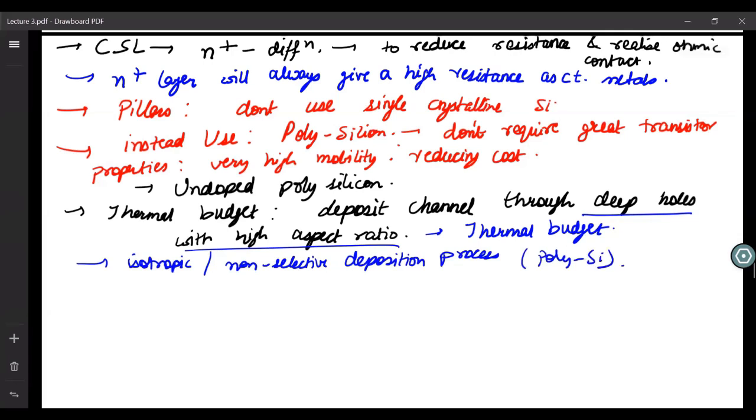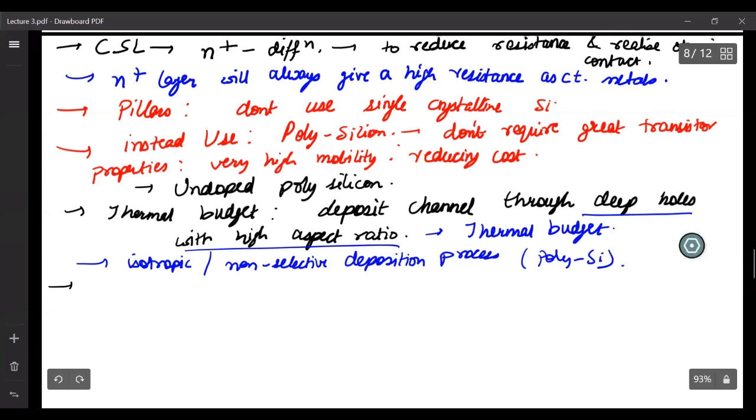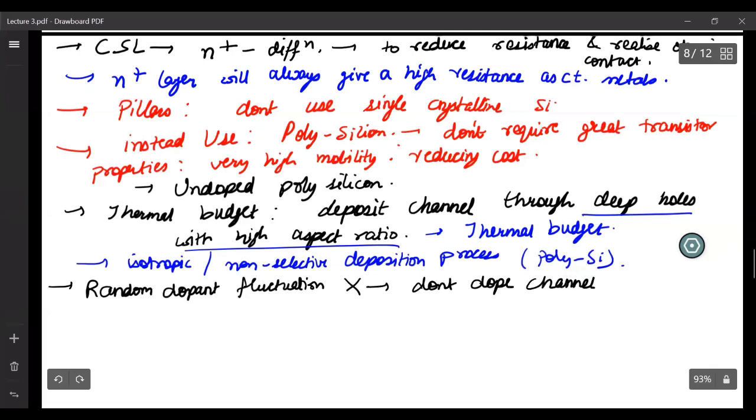Now the question is, why undoped? You could have doped this polysilicon and somehow improved the mobility as well. But why undoped? There comes this factor called random dopant fluctuation. Just to avoid this, they don't dope the channel, or the polysilicon.